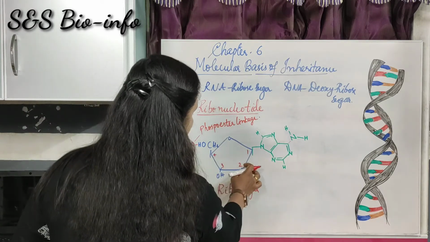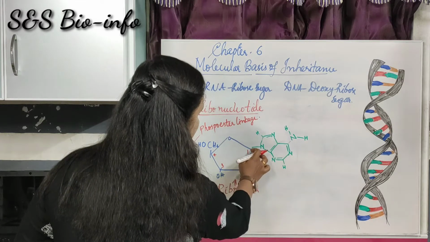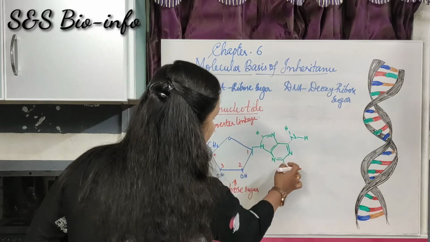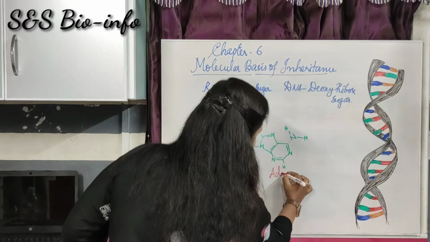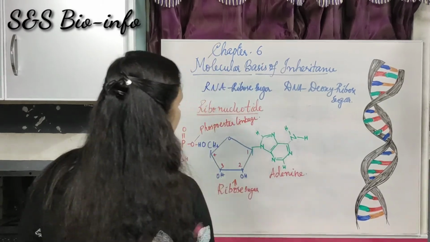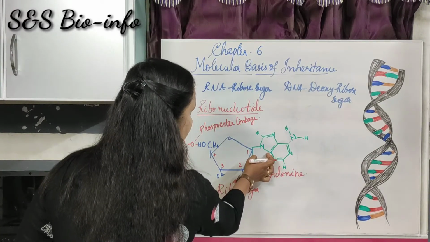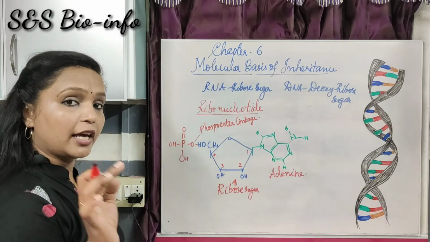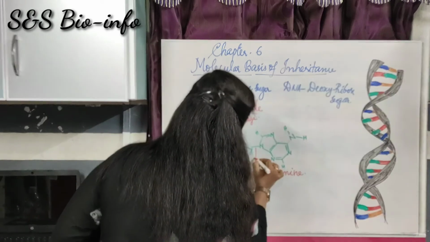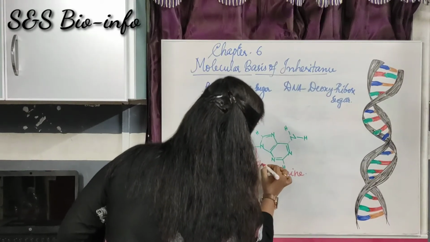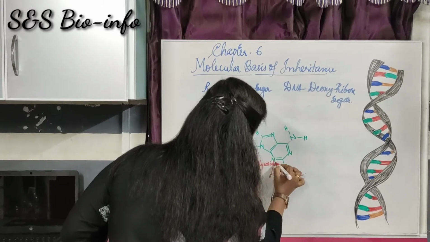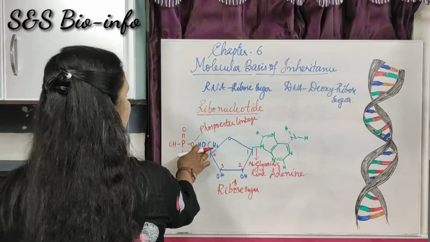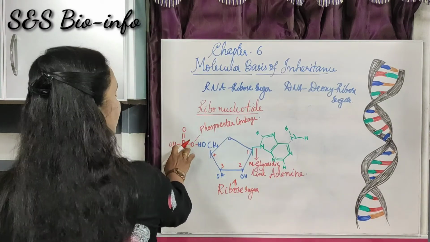This pentose sugar has first carbon atom, and this first carbon atom has a link with the nitrogen base. This is the structure of the nitrogen base adenine. There is a link in between the nitrogen base adenine and the first carbon atom of the pentose sugar. That is called N-glycosidic link.